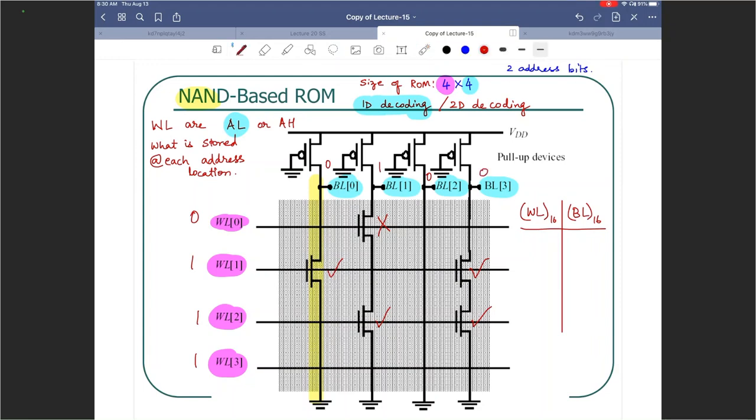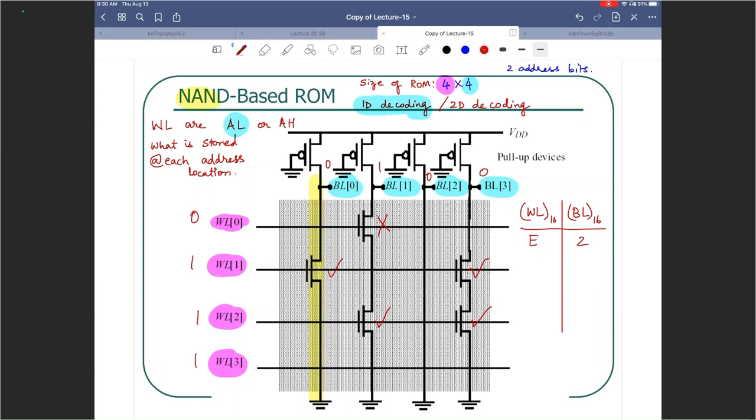So what is stored at that location? It is 0010 at location 1110. So 1110 in hex is what? E. And at E, you have 0010. That's two stored there.